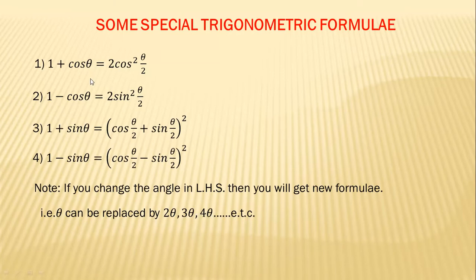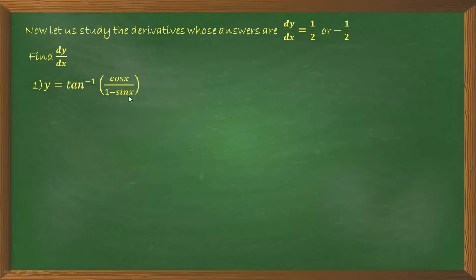Now by using all these four formulae, we are going to solve some special derivatives. So now let us study the derivatives whose answers are dy by dx is equal to 1 by 2 or minus 1 by 2. Okay, so see the first example. Find dy by dx if y is equal to tan inverse in bracket cos x upon 1 minus sin x.